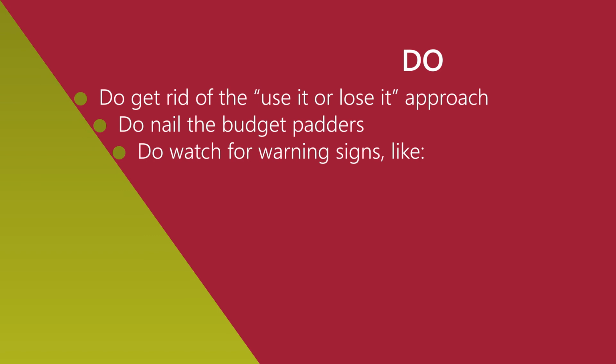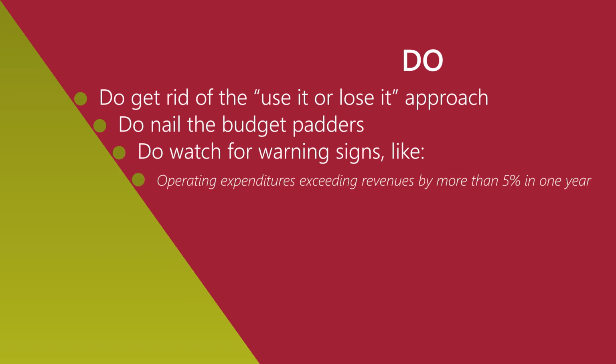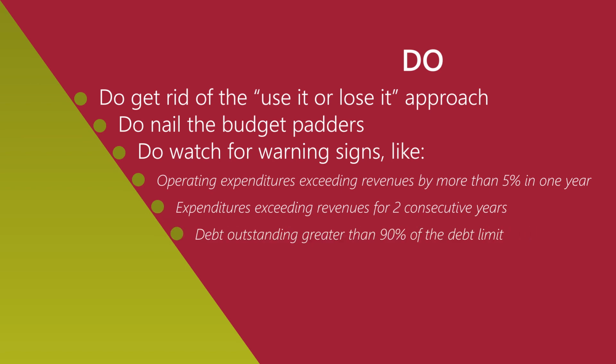Do watch for warning signs, like operating expenditures exceeding revenues by more than 5% in 1 year. Expenditures exceeding revenues for 2 consecutive years, with the second year's deficit being larger than the first. Debt outstanding greater than 90% of the debt limit. The consideration of cutbacks is a healthy practice.